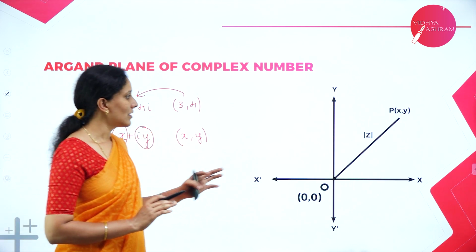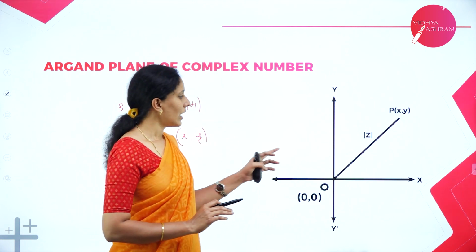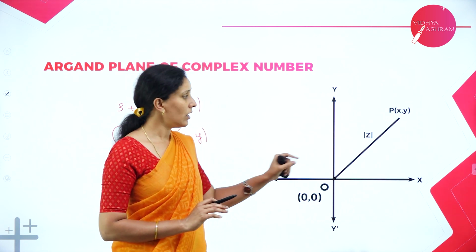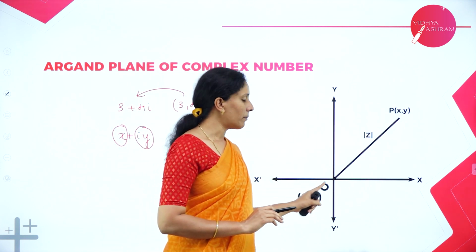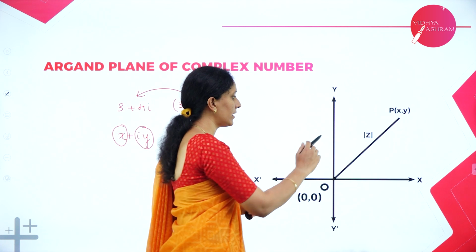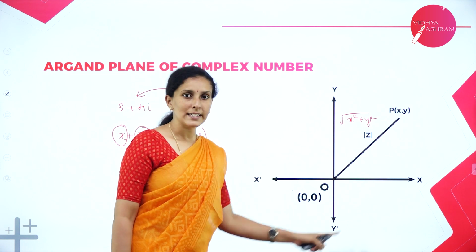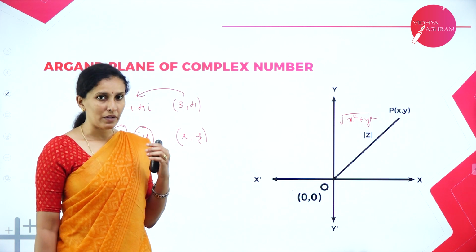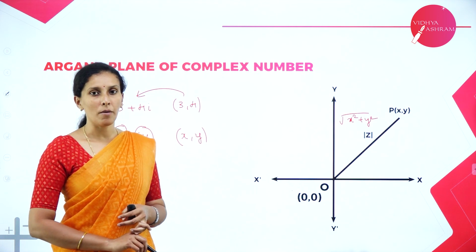But modulus z of the complex number is also square root of x square plus y square. Thus, in this plane, mod z can be taken as the distance of a complex number, which is represented in the form of point p of x, y, which is from the origin. Hence, the distance from the origin to p is nothing but mod z here, whose value is square root of x square plus y square. And this is called as the argand plane, or sometimes we also call it the complex plane, where we'll take x-axis as the real axis and y-axis as the imaginary axis of a complex number.